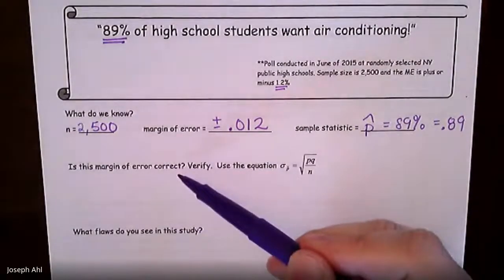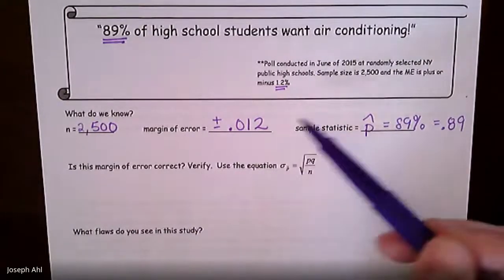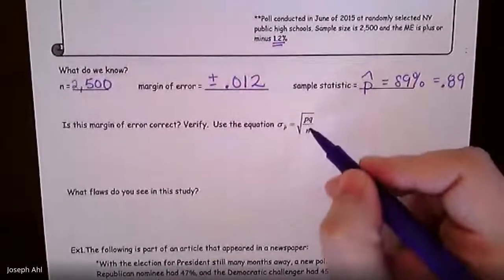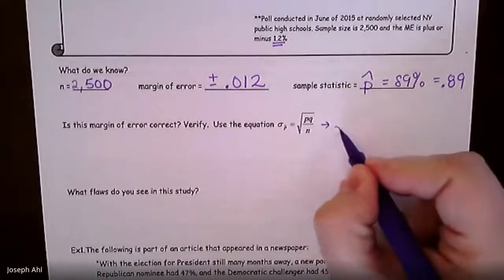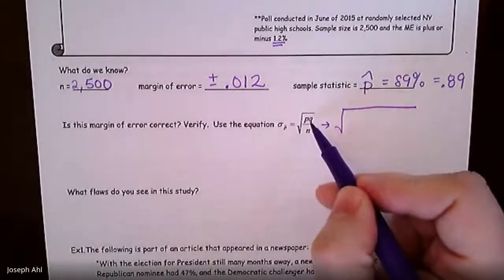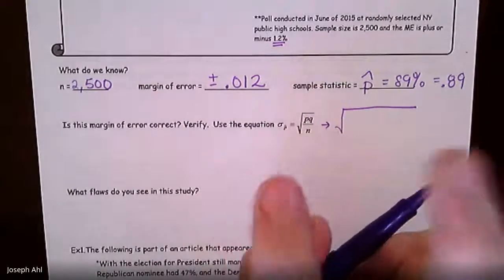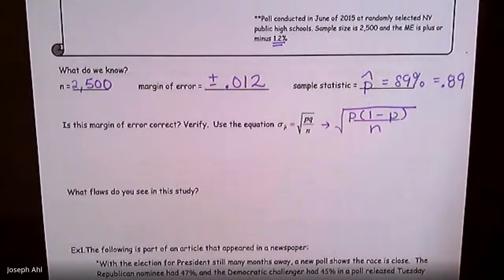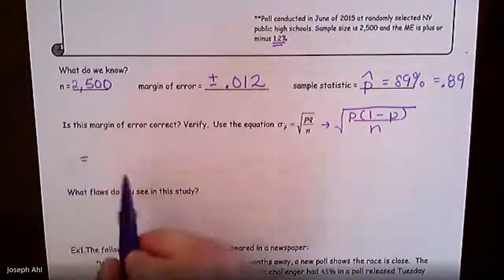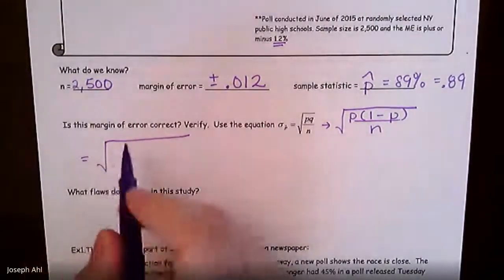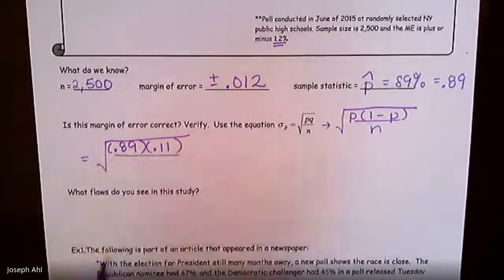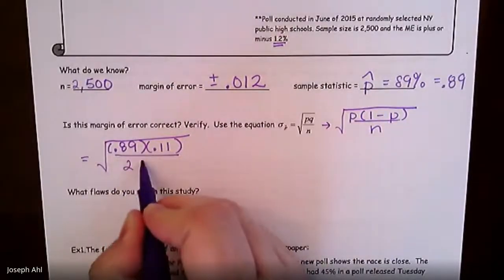And then it says, is the margin of error correct? Verify using this equation. So this equation came up in yesterday's notes. To find the standard deviation of those p-hats, you would do the square root of p times q over n. Remember that if p is the proportion of success, q is the proportion of failure, so that q value is the same thing as 1 minus p. So what we need to calculate here is the square root of 0.89 times 0.11, since 89% prefer it and 11% would not, over n, which the sample size here is 2,500.